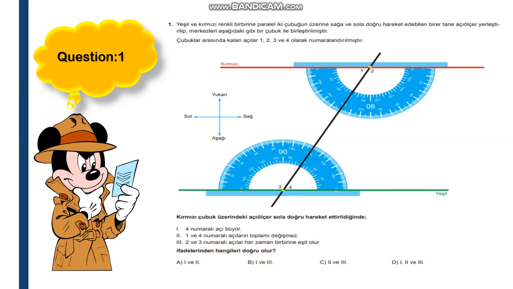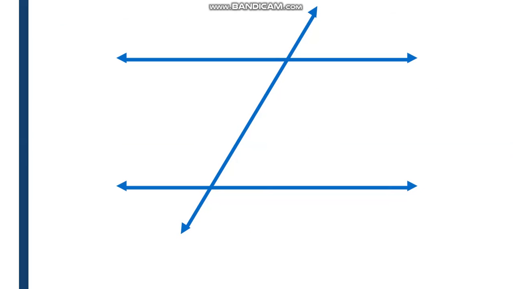You are seeing question 1. I want you to stop the video and look at the questions to solve them. Let's look at the questions together. If we simplify the question, it says there are 4 angles which are constructed by 2 parallel lines and 1 transversal. And it gives some statements and wants you to find whether these statements are true or not.